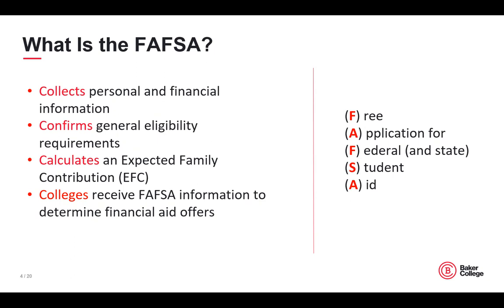Demographic information, such as your legal name, social security number, address, and date of birth, will be requested for both the student and parents if applicable. Later in this presentation, we will cover when parental information is needed on the FAFSA. In addition to demographic information, 2021 tax information will be used to complete the 2023-2024 FAFSA.